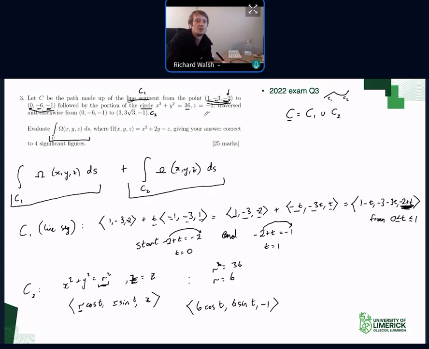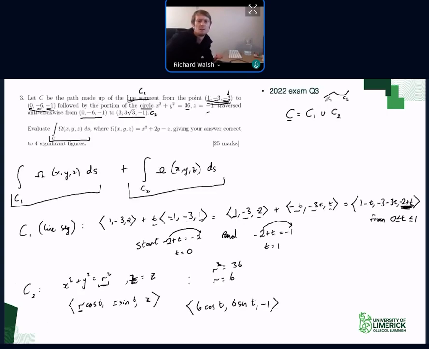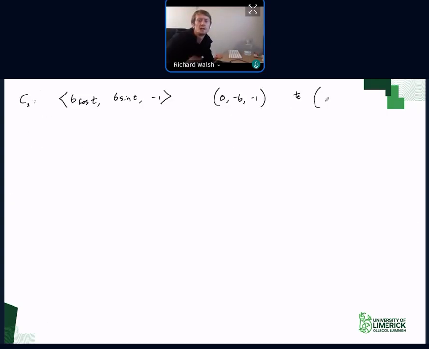It says the portion of the circle traversed anti-clockwise from this to this. So those points are on the circle and it's just moving along those from one to the other. So the start point is 0, -6, -1. What's the other one? 3, 3 root 3, and -1. You'll see in both cases the z value is -1 because z is always -1 along this circle. So the -1 values we can just ignore for now.